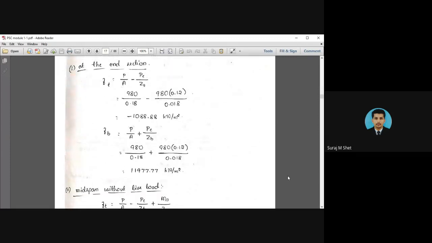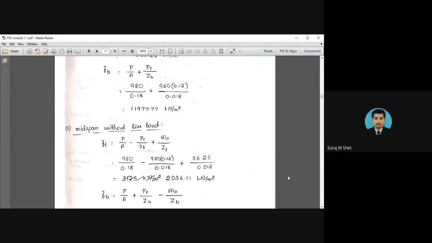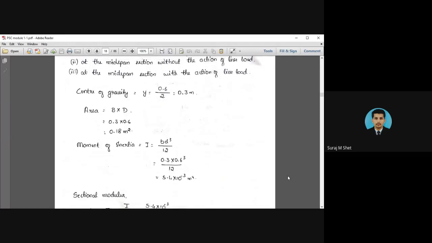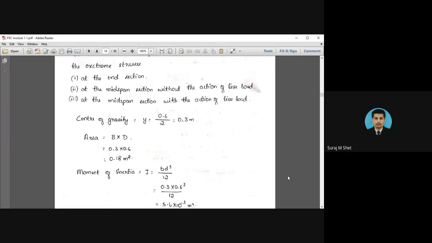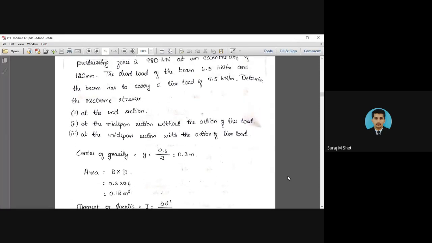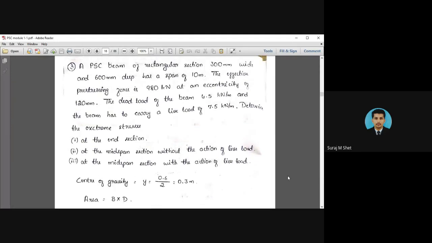See here, this is on the end section. I'll solve this problem and conclude this class. Okay, this is very important. I'll read the problem first.